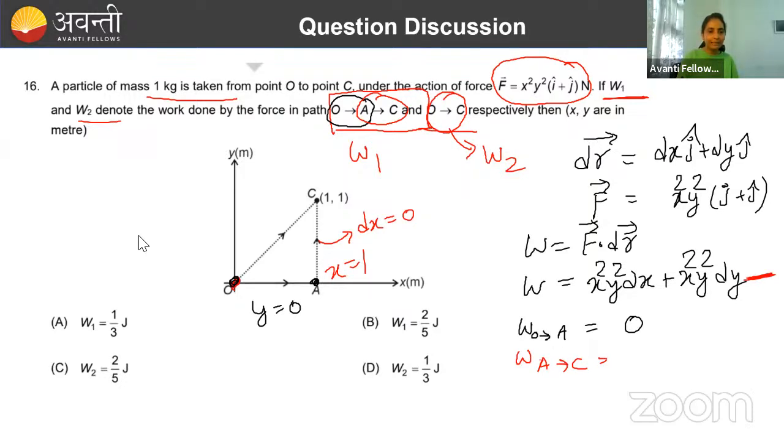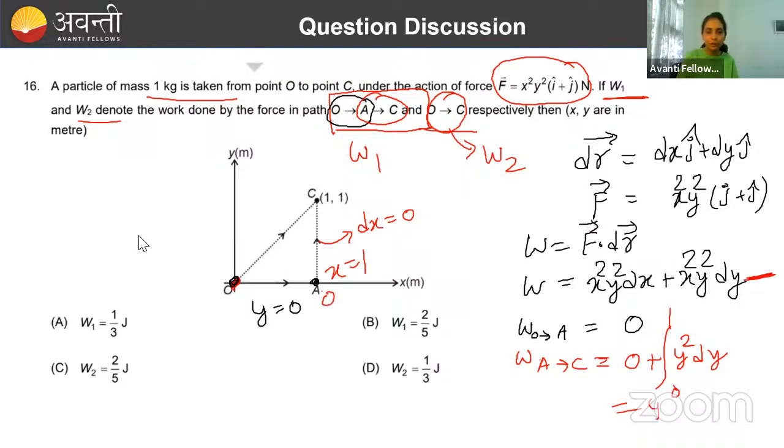Now if you put X equal to 1 and dx equal to 0, it will come to 0 plus y square dy. And if you integrate it, to get the total work done, what value will you get? Y is changing from where to where? It is changing from 0 to 1. So here you put the limits 0 to 1.